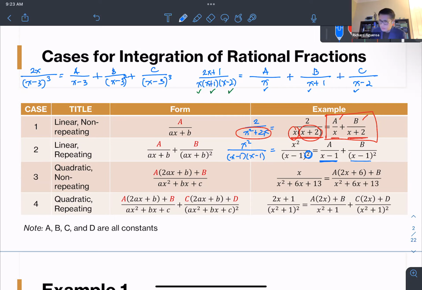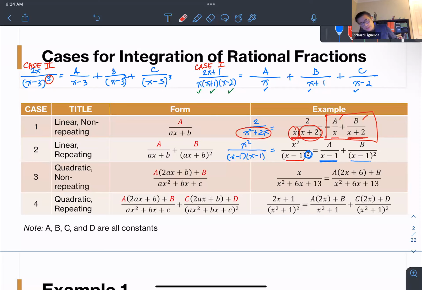Repeating can be seen if we have a certain function raised to a certain exponent. Because of this 3, that makes it repeating. X minus 3 is repeated 3 times. It's the same as this, x minus 1 raised to 2: x minus 1 is repeated 2 times. That makes it repeating. X minus 1 is linear, and x minus 3 is linear as well. So this one is case 1, and this is case 2. There are cases that it's a combination of case 1 and case 2.